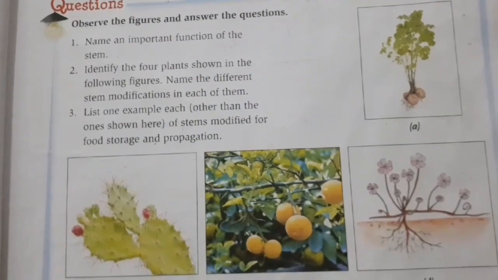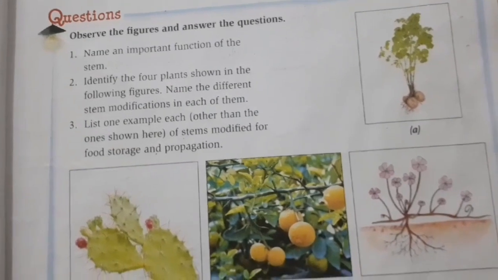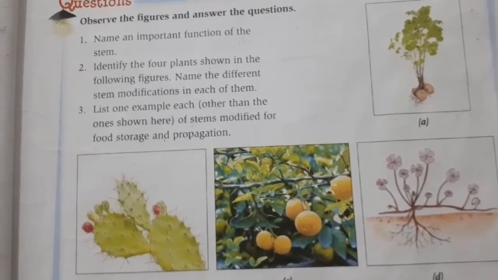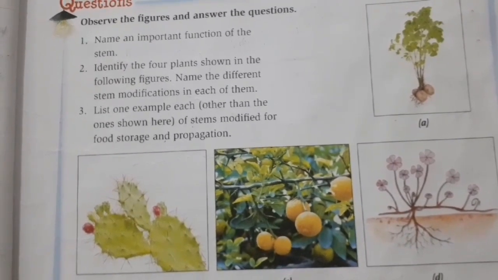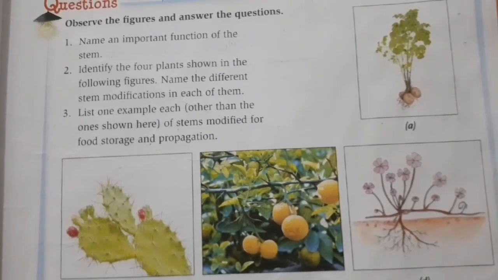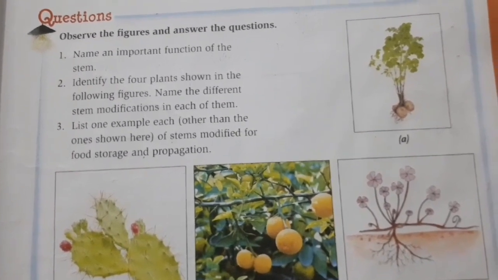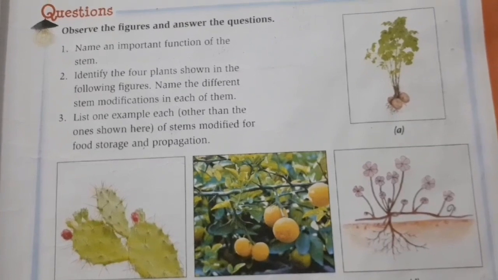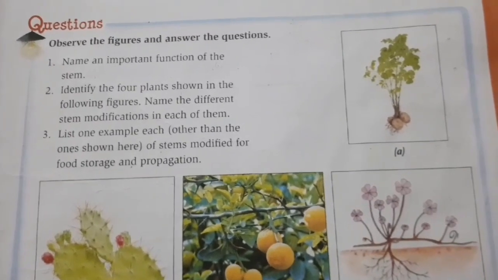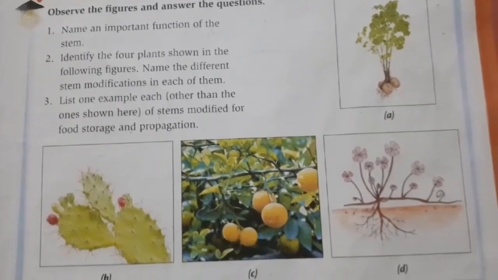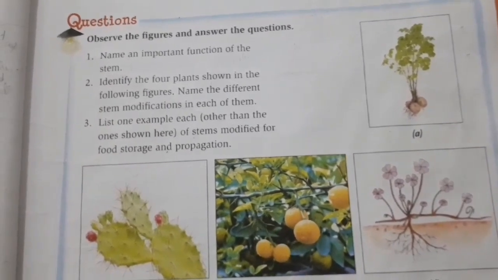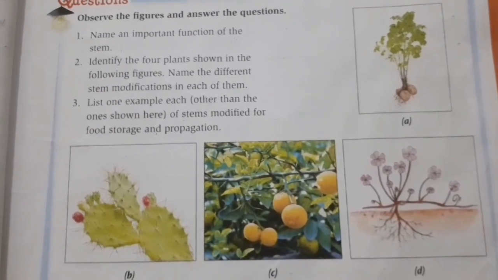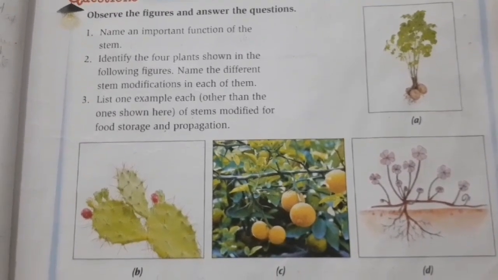Now I will give one more assignment. Here in the questions you can see, observe the figures and answer these questions. Here 4 figures are there. First, name an important function of the stem. Second, identify the 4 plants shown in the following figures and name the different stem modifications in each of them. List one example each, other than the ones shown here, of stem modified for food storage and propagation. So try to do this work and keep it with you.